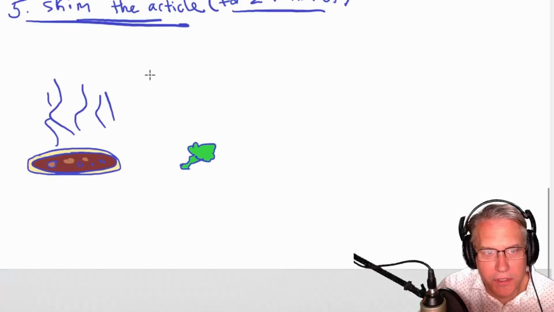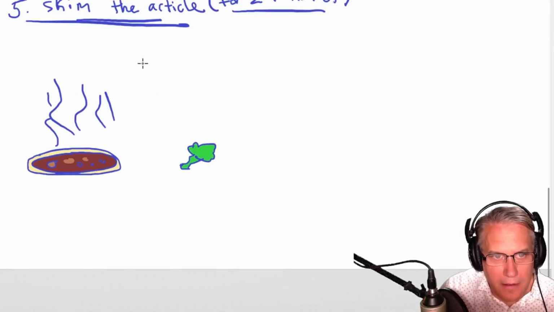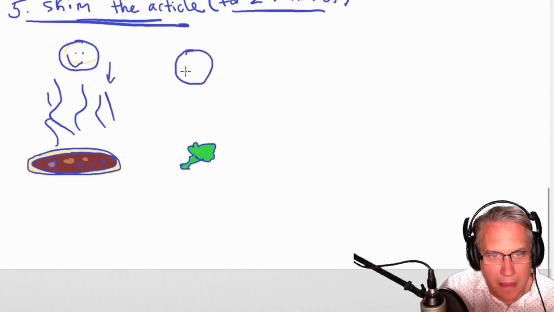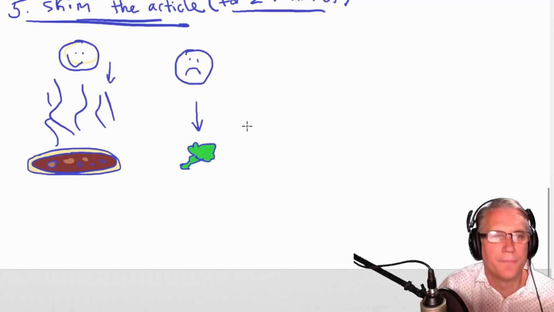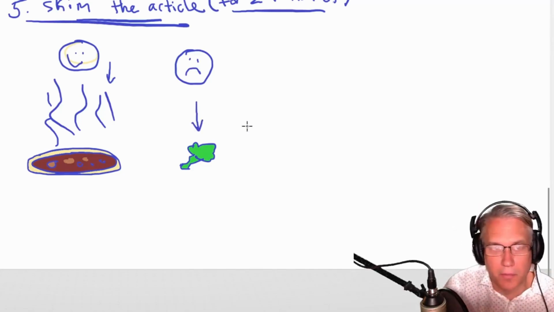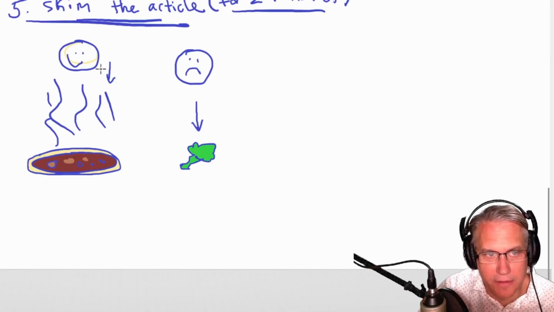And at first, let's change the color here. I like the pizza. I prefer the pizza. I have a preference for the pizza. But maybe I don't like the broccoli. I like the pizza. I don't like the broccoli. I have a preference, right?